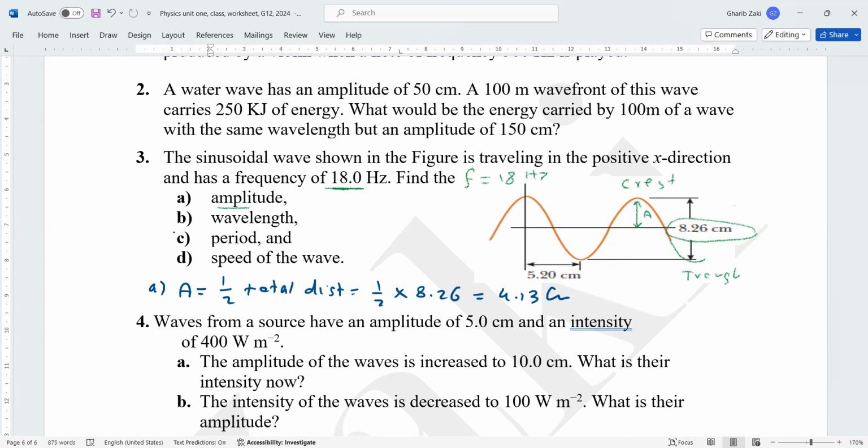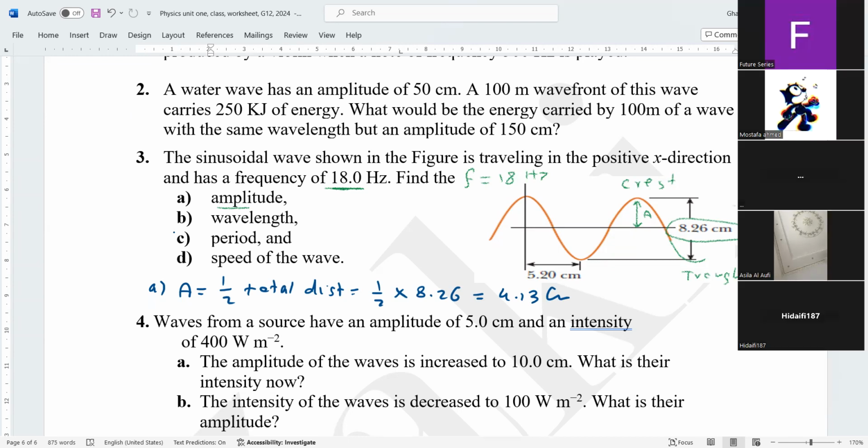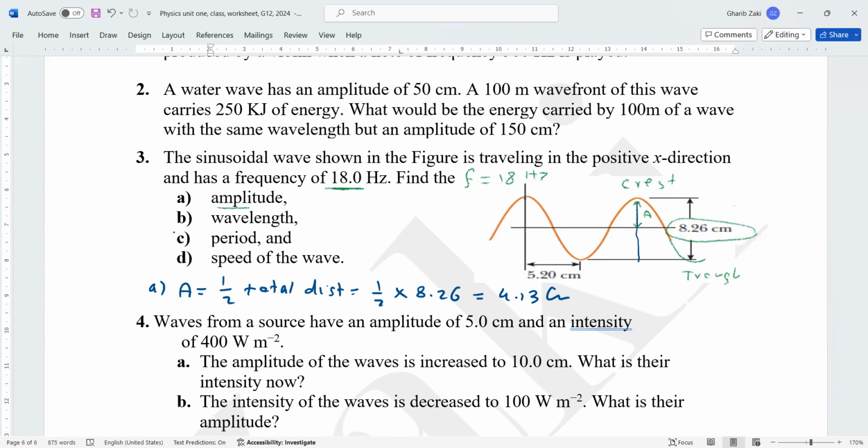The wavelength: here we have the distance from crest to trough. It is half a wave. Then the other half is 5.2. Then the wavelength is the distance between two successive crests. It's 5.2 times 2. So lambda is 5.2 multiplied by 2. So lambda equals 10.4 centimeter.